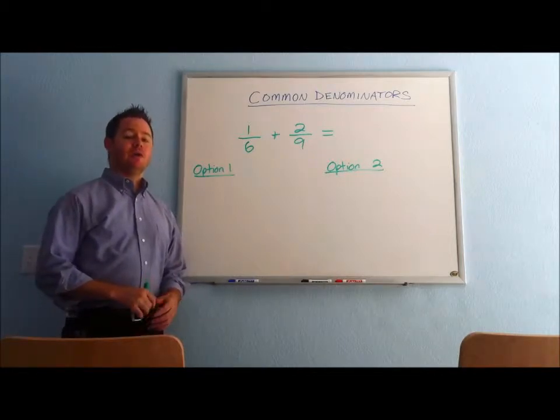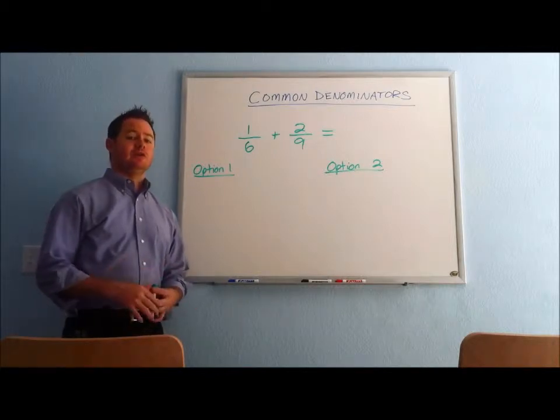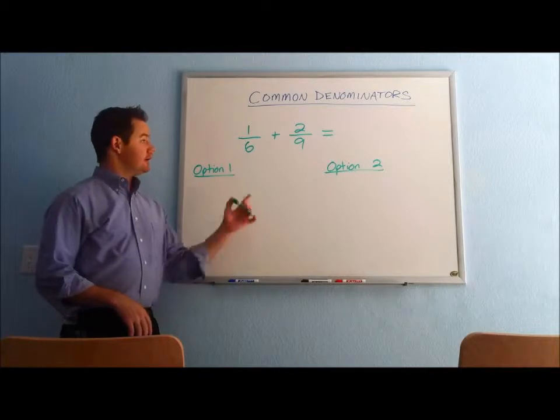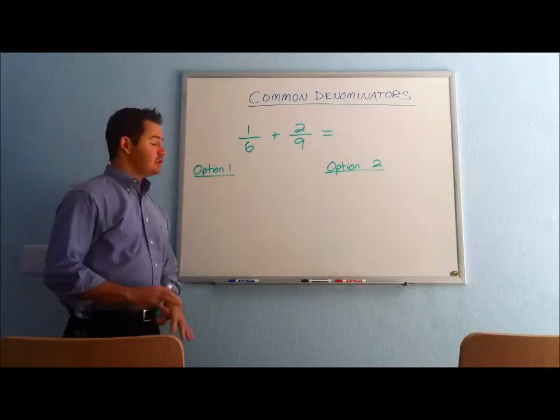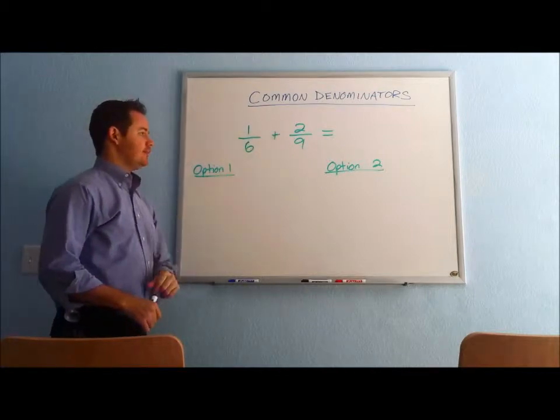Here we're going to take a look at one sample question, but we're going to look at two different ways that we can solve this question dealing with finding a common denominator and adding fractions together. So let's take a look at our question. 1 over 6 plus 2 over 9.